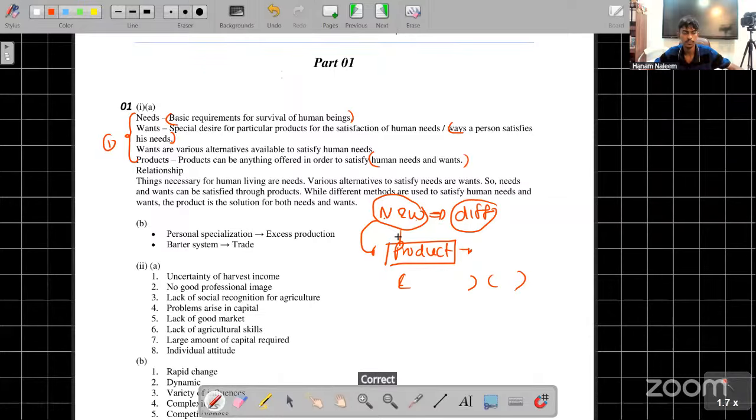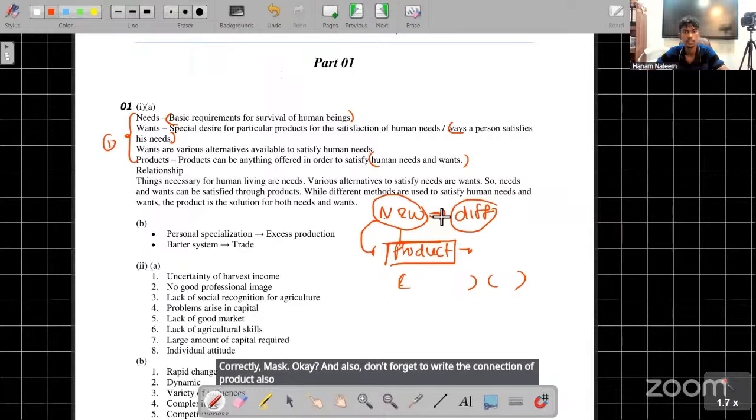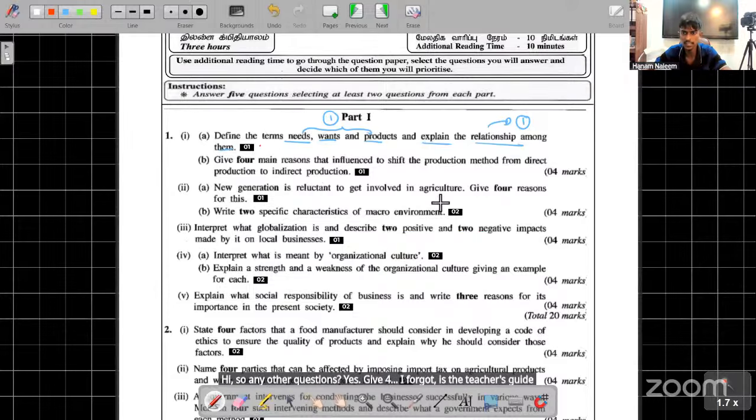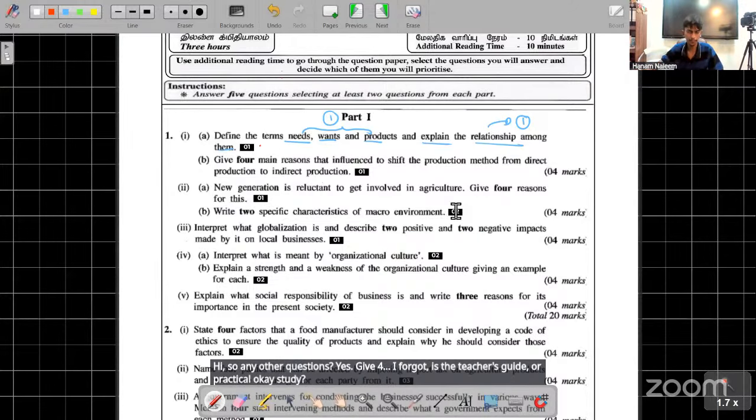Correct. And also don't forget to write the connection of product also. Good. So any other questions? Yes. Give four. Is it a teacher's guide or practical or case study question? What type of question is that? It's a teacher's guide question.